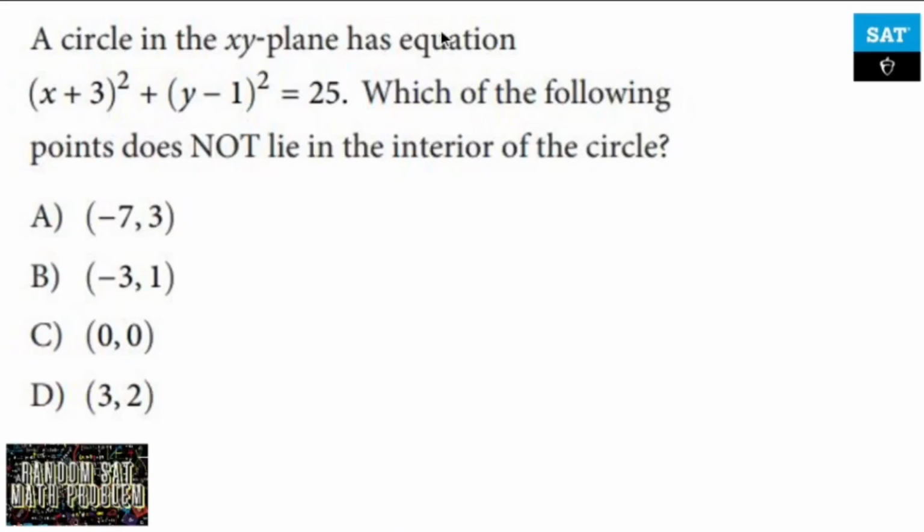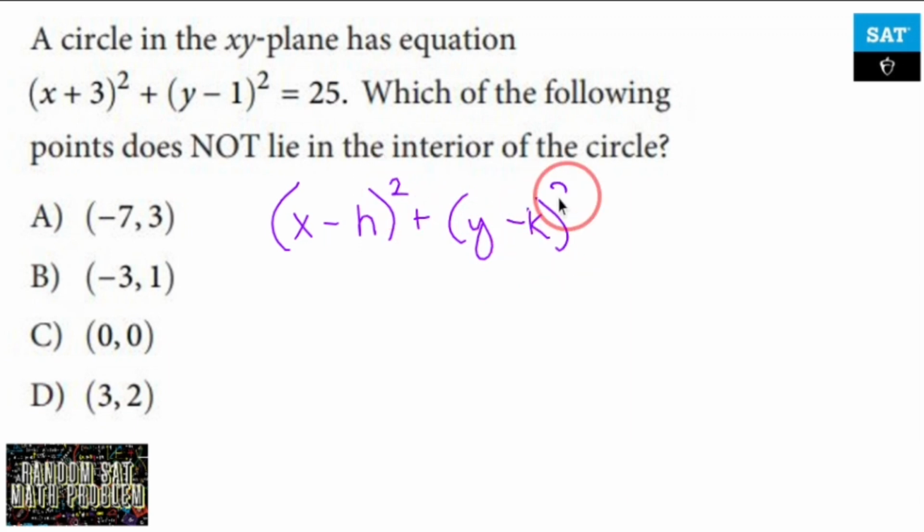A circle in the xy plane has an equation (x + 3)² + (y − 1)² = 25. Which of the following does not lie in the interior of the circle? All right, so let's understand what we're dealing with here. This is a circle. Generally speaking, you have the equation (x − h)² + (y − k)² = r². H and k are where your center of the circle will be.